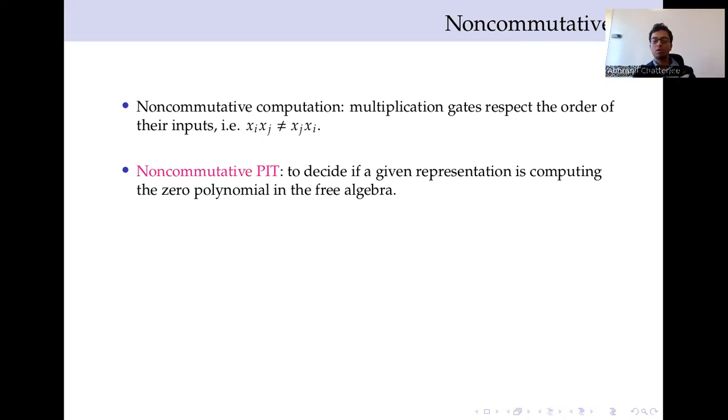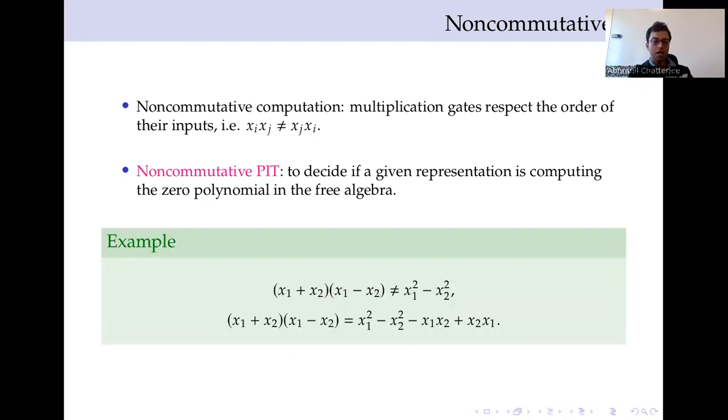For non-commutative computation also, we can define non-commutative circuit, formula, and non-commutative ABP. So given a non-commutative polynomial by some circuit, ABP or formula, the goal is to decide whether it is computing a zero polynomial in the free algebra or not. How different is it from the commutative setting? You can get some idea from this simple example: (x1 plus x2) times (x1 minus x2) is equal to x1 square minus x2 square. It is a polynomial identity in the commutative setting, but it is not an identity in the non-commutative setting, because the monomials x1x2 and x2x1 are not going to cancel out each other.